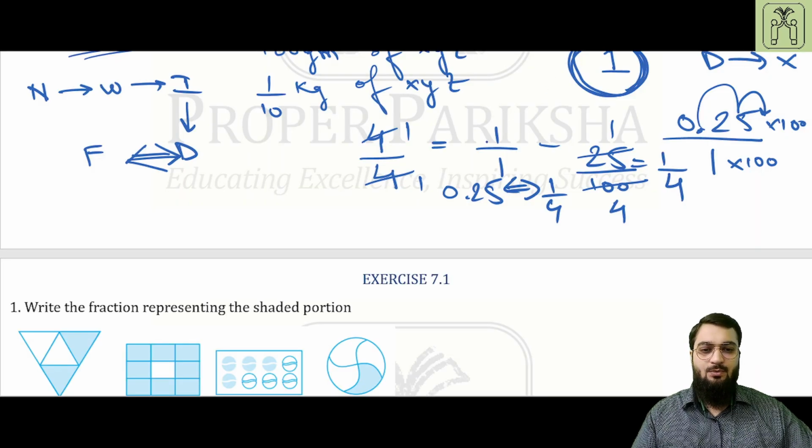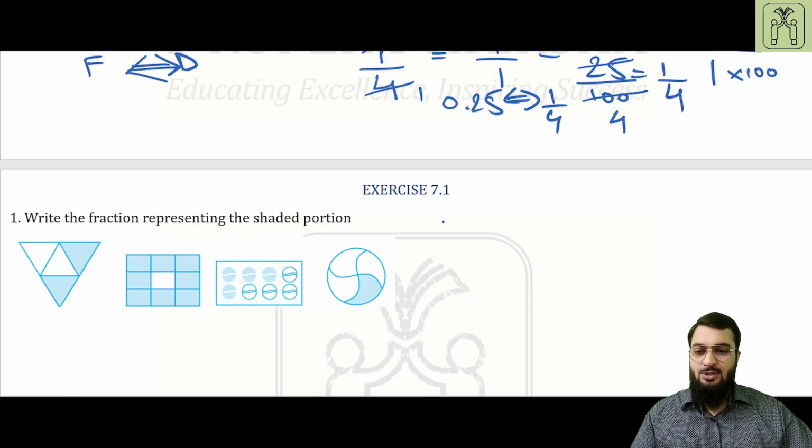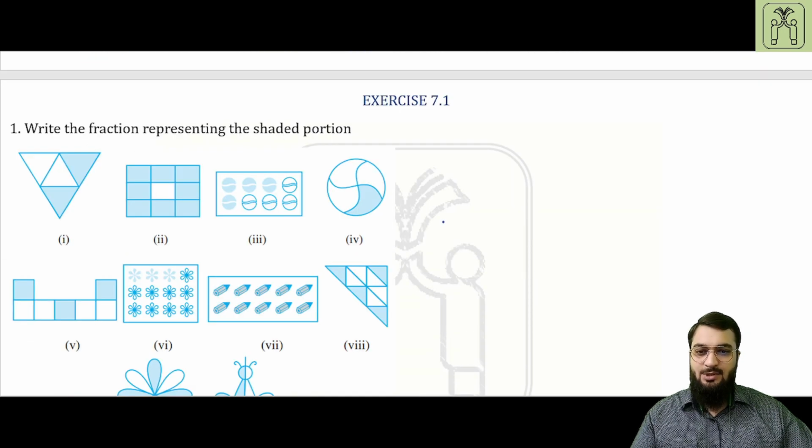Today we'll be starting exercise 7.1, and the first question is: write the fraction representing the shaded portion. That is, certain figures are given, and we have to write the fractions that represent them. I'll give you 10 seconds so that you can guess on your own, and then we'll start the answers.